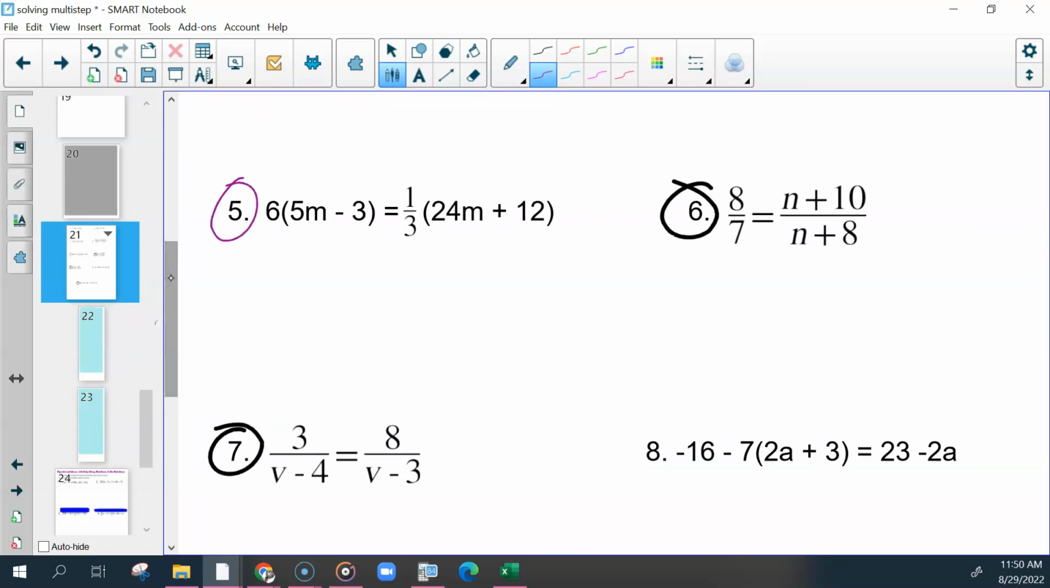Okay, so with number 6, we have something we can distribute on both sides. So we're going to start there. On this side, the left side, it would be just like normal. On the right, we're still going to distribute this fraction. But I'm going to give you a way to think about it instead of multiplying a fraction to both of these things. So working this part out, we have 30m, and 6 times negative 3 will be negative 18.